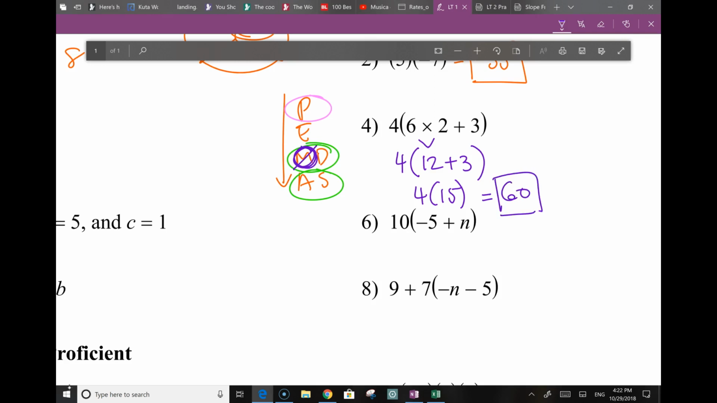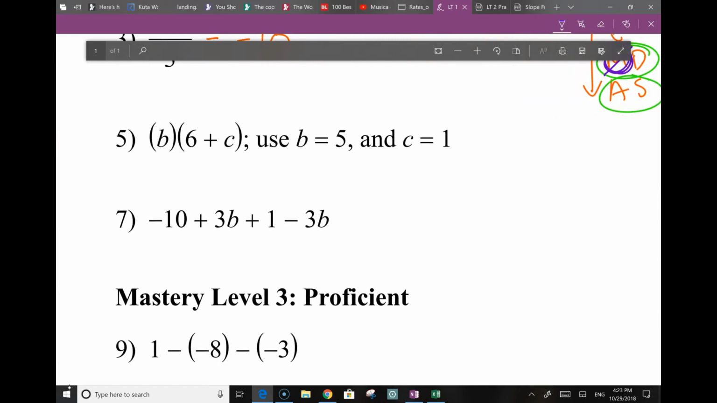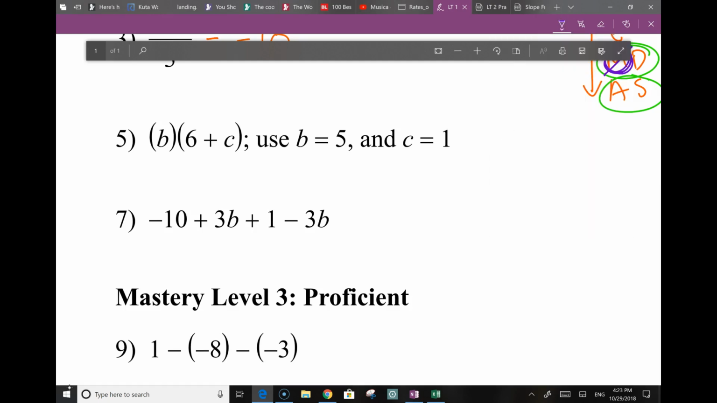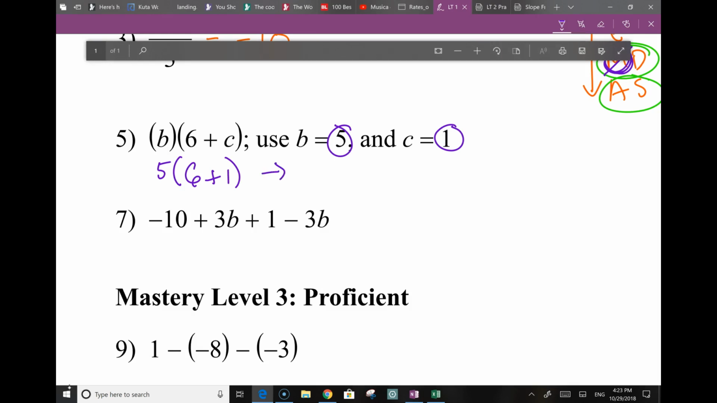Okay, that's number 4. Number 5, the first thing I have to do is replace the variable with its assigned value. In other words, wherever I see a letter B, I'm going to assign that variable a number 5. And wherever I see a letter C, I'm going to assign that a number 1. So that means this will become 5 multiplied by 6 plus 1. And just like I said before, with order of operations, you have to do whatever is in parentheses. So this now becomes 5 multiplied by 7, which then becomes 35, and that would be the answer.